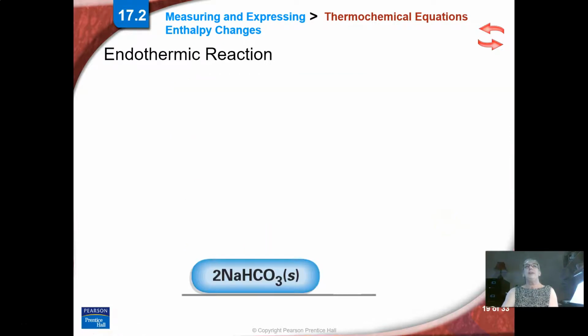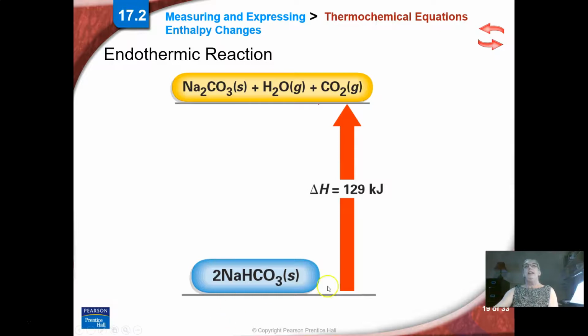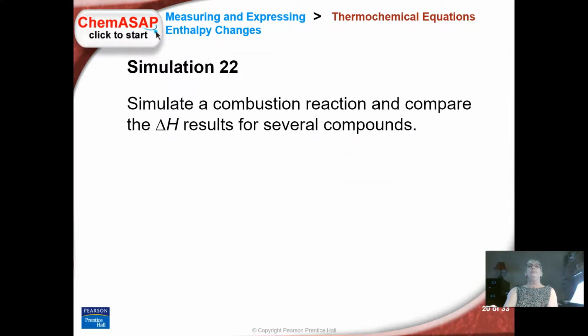So here's the endothermic reaction. We start with something that's really low energy. Oops, sorry. We add energy to this system, and we get the products here. So this is an endothermic reaction, trying to show you that we started low energy, and these products have more energy in them afterwards when we added 129 kilojoules.